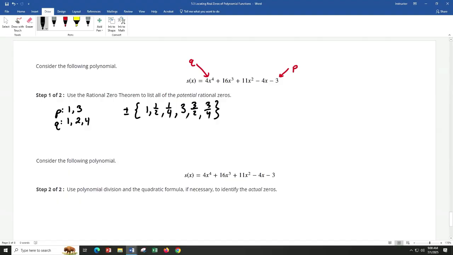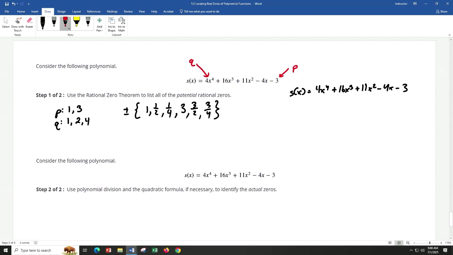All right. Now, the rule is we got to start testing numbers. What I'm going to do first to show you is use Descartes' rule of signs first, because I want to see what I got coming at me. Because it might help, right? Well, let's look at it. First off, I have s of x. I rewrite this as 4x to the 4th plus 16x cubed plus 11x squared minus 4x minus 3.